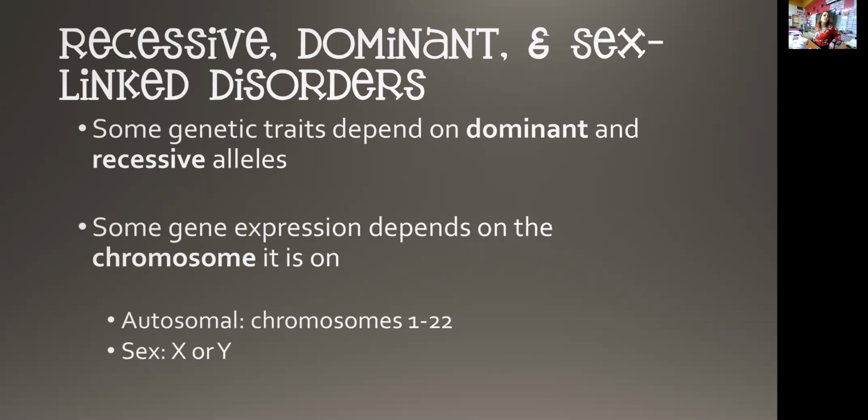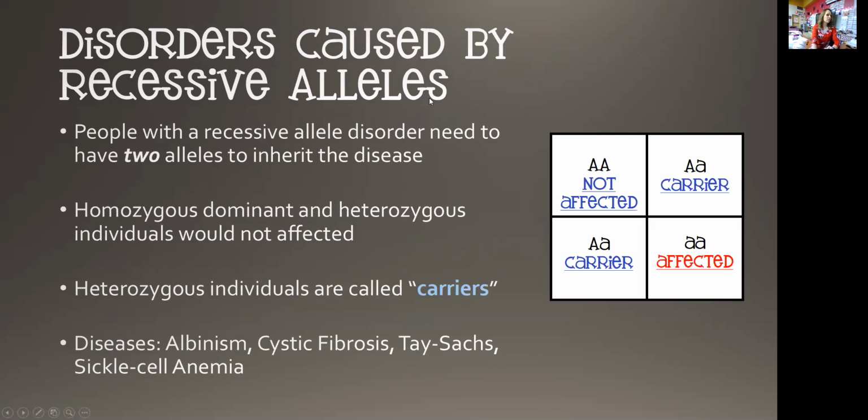Okay, I'm back. So what we're going to look at first is how traits are inherited as a recessive trait. So a person with a recessive allele disorder needs to have two alleles to inherit disease, just like we've talked about. If you have something that's recessive, you have to inherit two alleles for the trait, one from each parent, which means that each of your parents needs to give you a recessive allele. So people with homozygous recessive genotypes will be affected by this disorder.